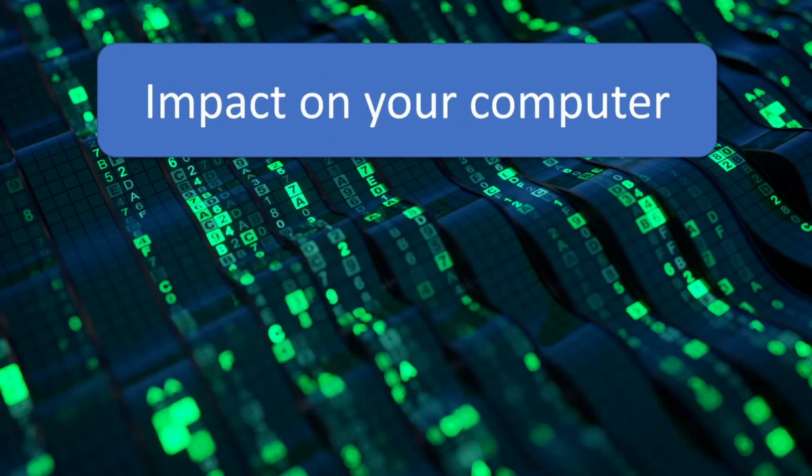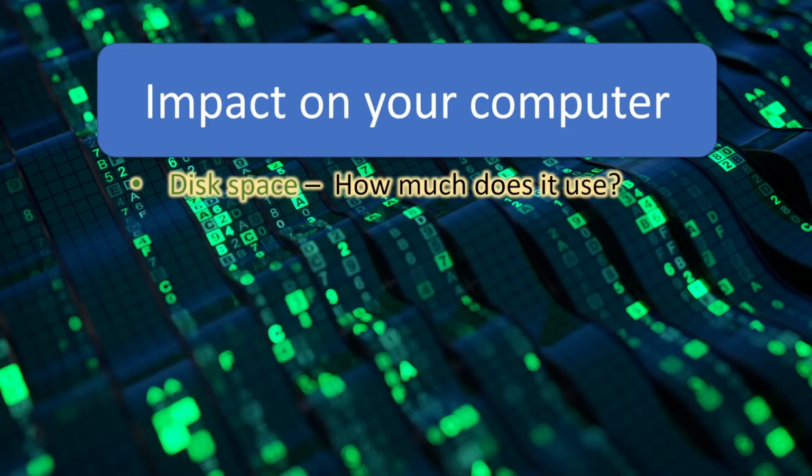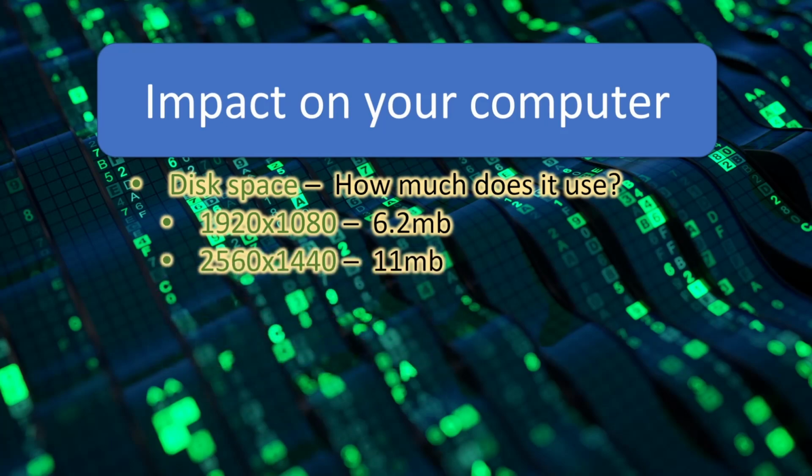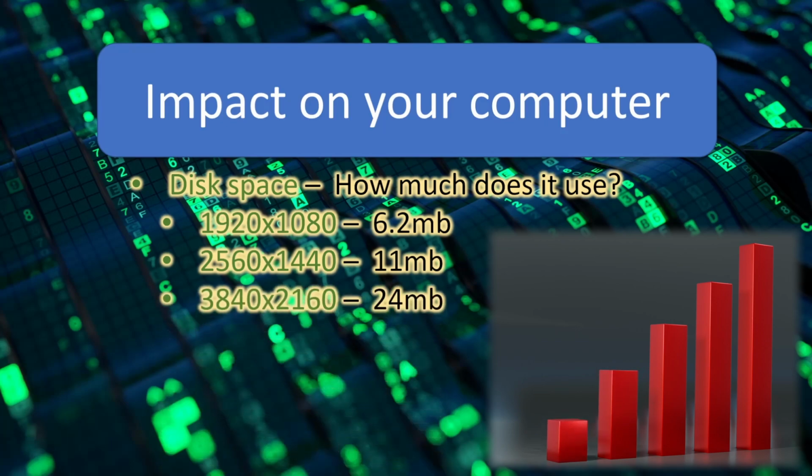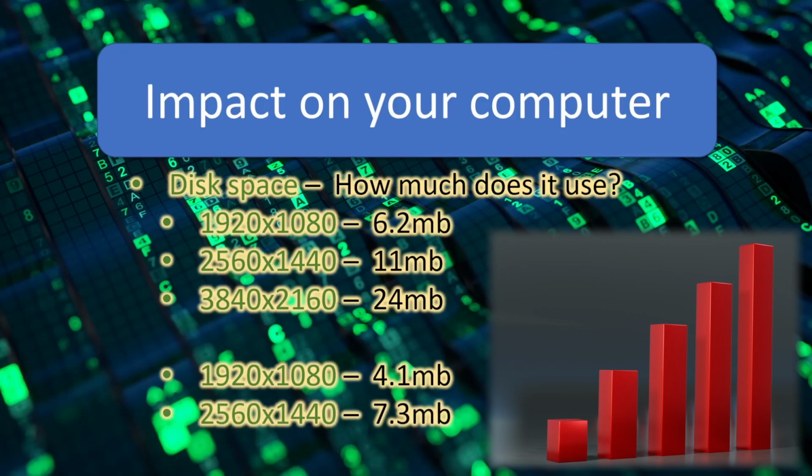So what will the impact on your computer actually be? Taking one snapshot every 5 seconds will mean a maximum of 720 snapshots per hour. With a high-definition screen, that's 1920 by 1080 pixels, this would produce 6.2 megabytes of uncompressed 24-bit data every 5 seconds. With a 2K screen, this would rise to 11 megabytes, and a 4K screen, this would rise to 24 megabytes. Even if they drop the color depth to 16-bit, the data size would be 4, 7 and 16 megabytes respectively.